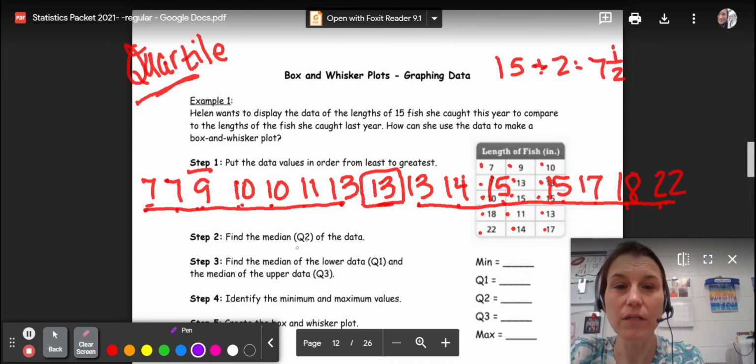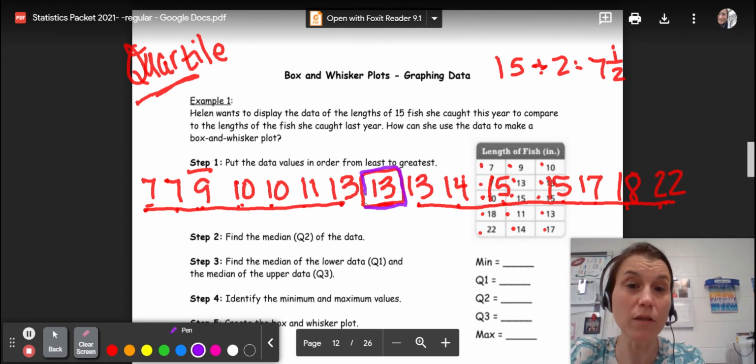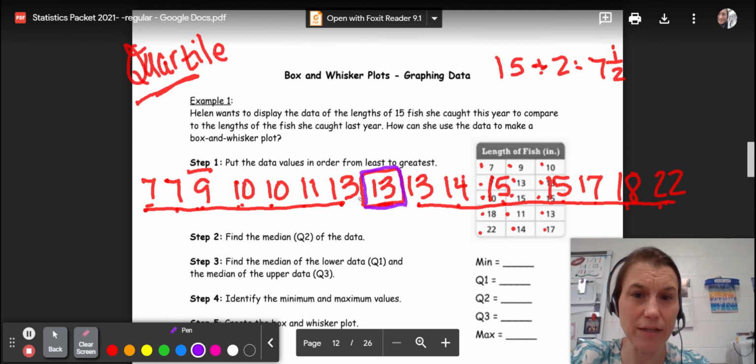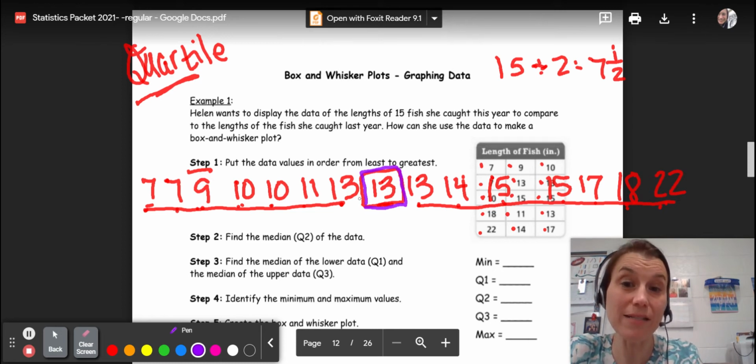So here is the median of our data, which is one of the things that we do when we put it in order from least to greatest. Well, in our box and whisker plot, the median plays a really important role. It's the middle of the graph. So step 2 was to find the median, and I did.